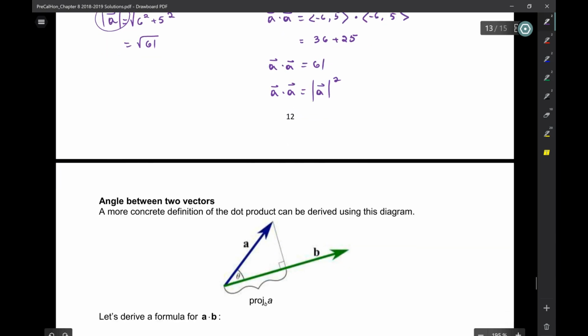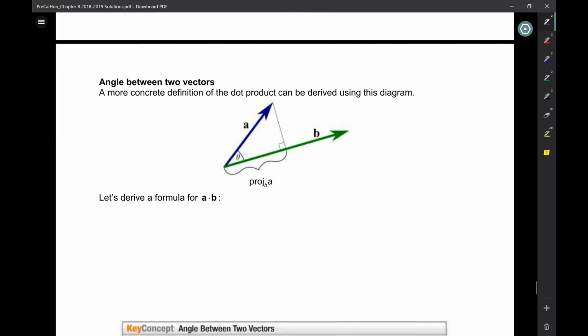All right. Okay. So let's talk more about A dot B.